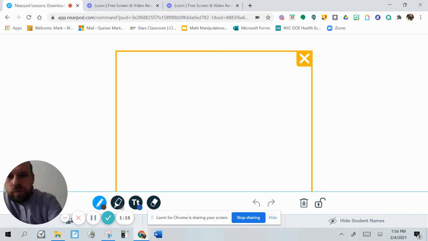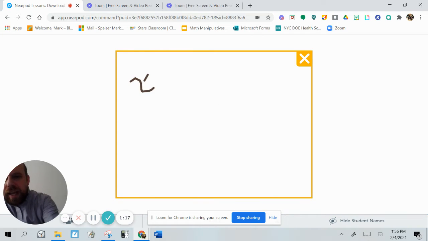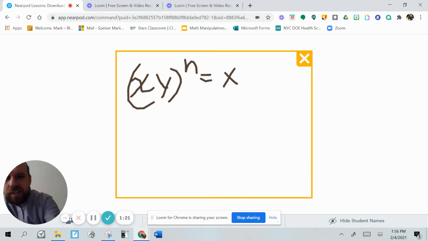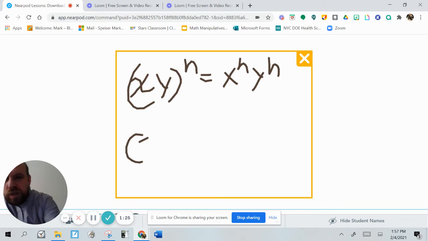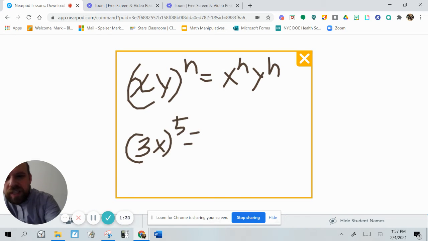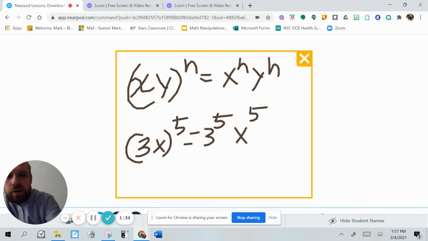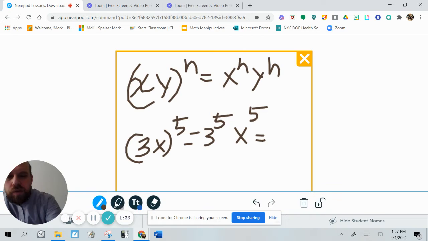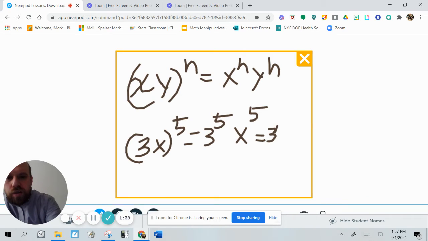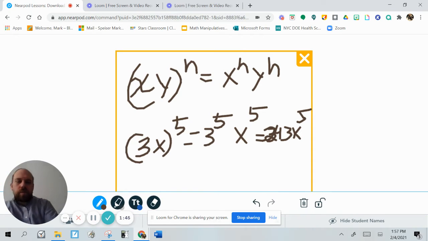And another important rule: if you have x times y to the nth power, that's x to the n, y to the n. So if you had 3x to the 5th power, that's 3 to the 5th power times x to the 5th power, which is 243 x to the 5th.